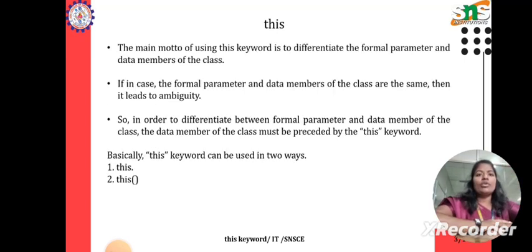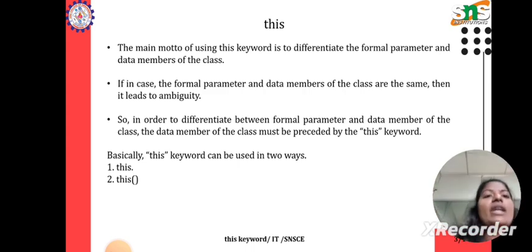The main motto of this keyword is to differentiate the formal parameter and the data members of the class. If in a class the formal parameter and the data members of the class are the same, then it leads to ambiguity. So, in order to differentiate between formal parameter and the data member of the class, the data member of the class must be preceded by this keyword.